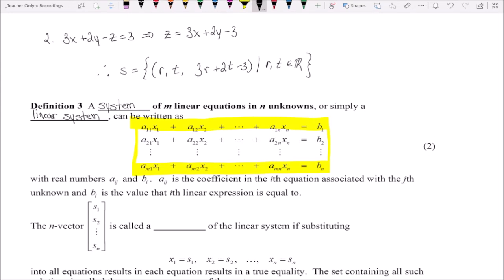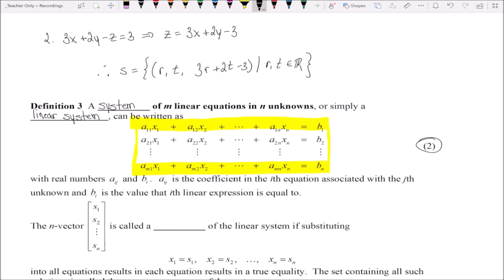Right, we'll call this system 2, where each of the aij are real numbers, and each of the bi's are also real numbers. So aij is said to be the coefficient in the ith equation associated with the jth unknown. And bi is the value that the ith linear expression is equal to.